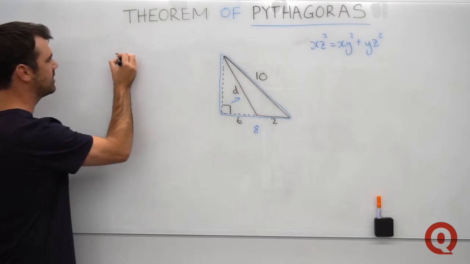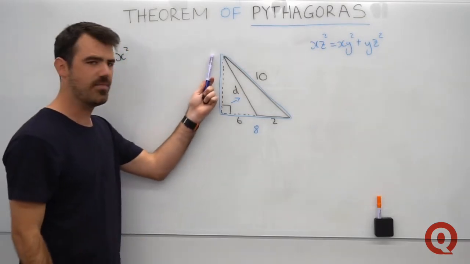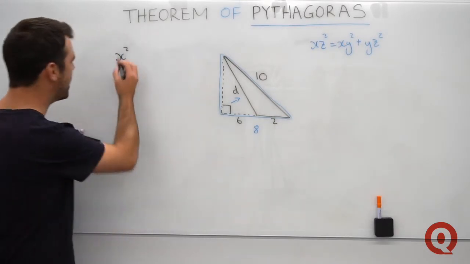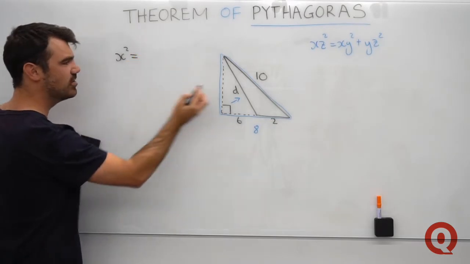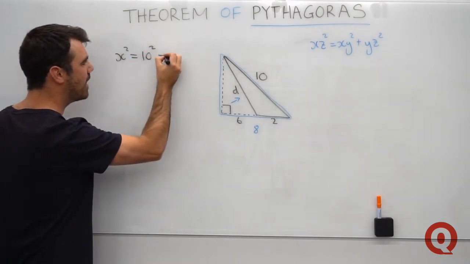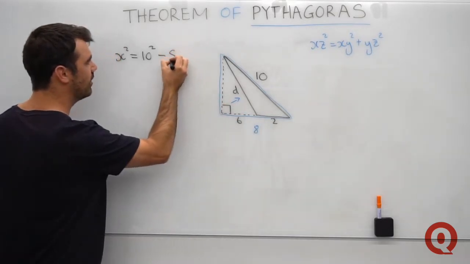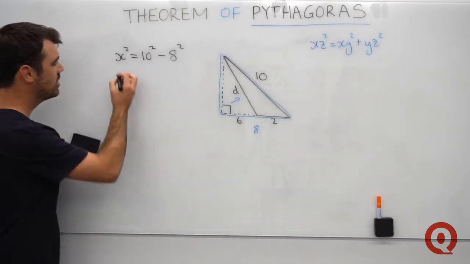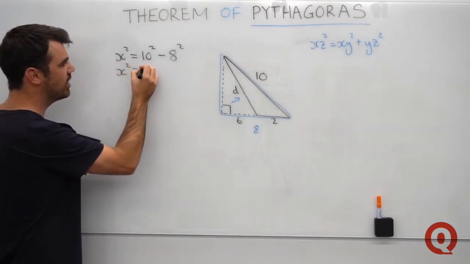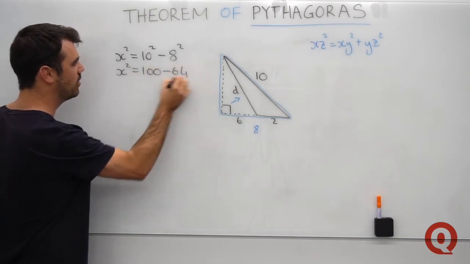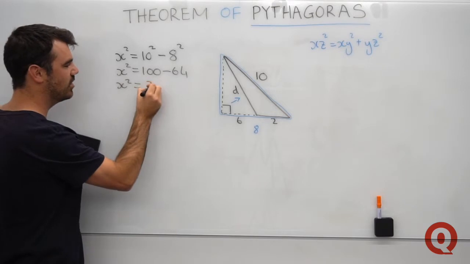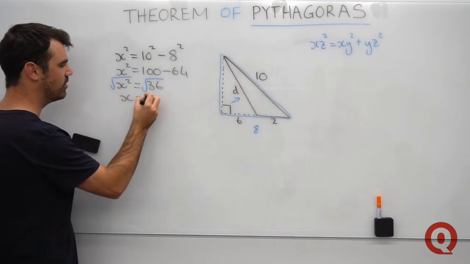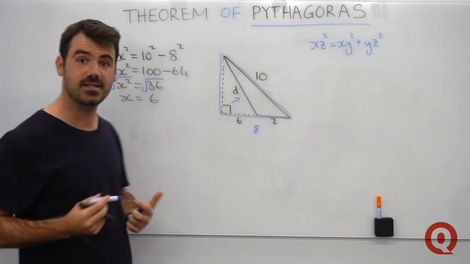So if I'm trying to find x, boys and girls, what do I know about x, this length? Well, I know that it's the shorter side. So if I'm trying to find x, I'm going to square it, and it's going to be equal to the hypotenuse squared minus the other shorter side squared, minus 8 squared. And you should be familiar with this, because I gave you an example of these exact same numbers just a couple of minutes ago. So x squared is equal to 100 minus 64. So x squared is equal to 36. I square root both sides, and I'm left with x is equal to 6. Look at that, there it is, x is equal to 6.